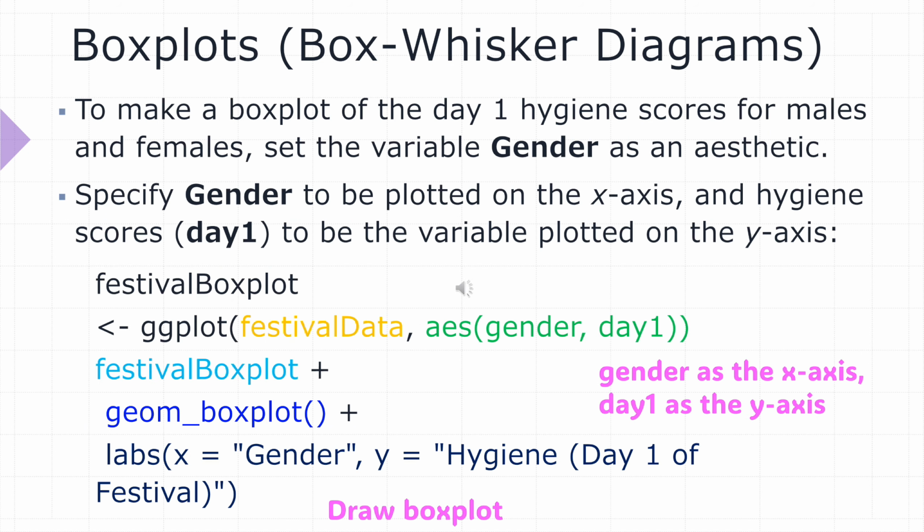Here's how to build a box plot for day 1 by gender. Set the dataset to festival data. Map gender to the x-axis. Map day 1 to the y-axis. Use a box plot layer as the geom. Yellow is data, green is aes, the mapping, light blue is the geom.